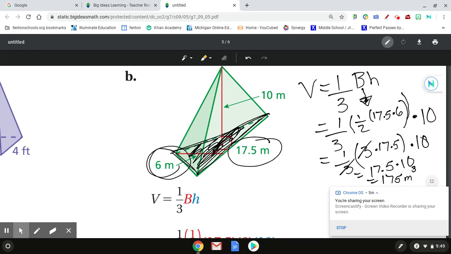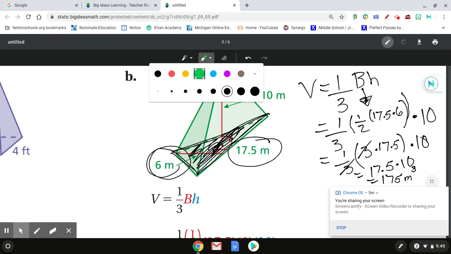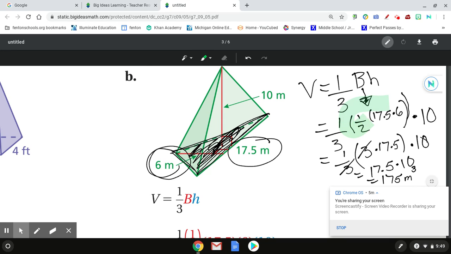I guess I should do that in a different color because I can get fancy like that. Let's see if I can change the color. All right, so this right here, that was the area of the base, okay?